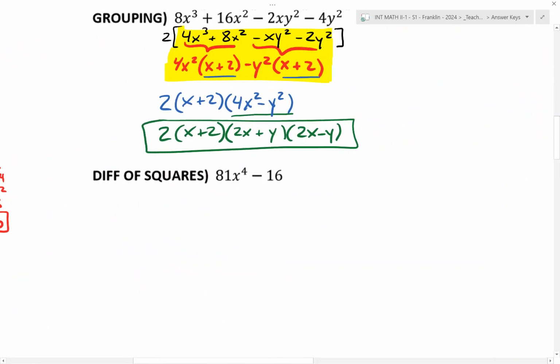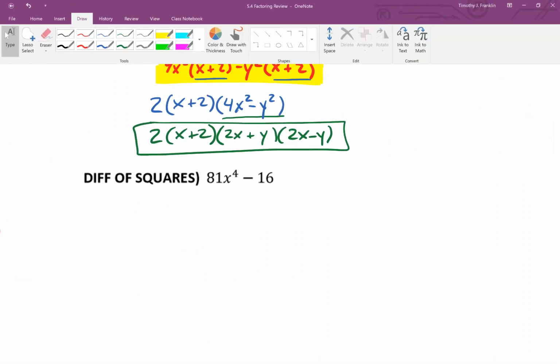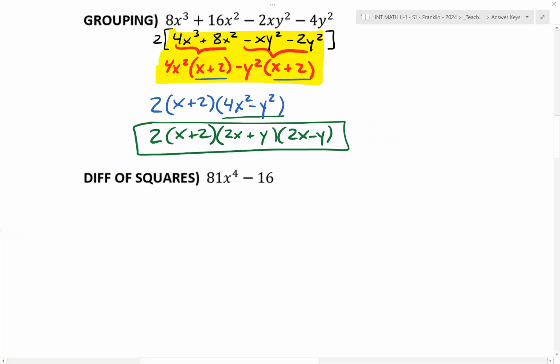All right, let's look at difference of squares. One of my favorite ways to factor because it is the least amount to write down. Let's go ahead. So 81 is a perfect square. X to the fourth is a perfect square. 16 is a perfect square. And we have a difference here, a subtraction symbol, so we can do this pattern.